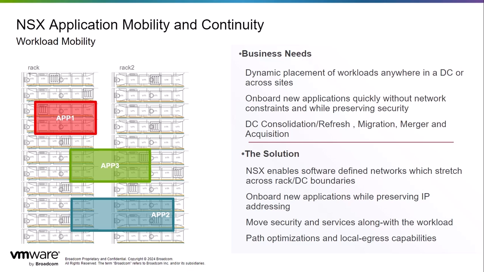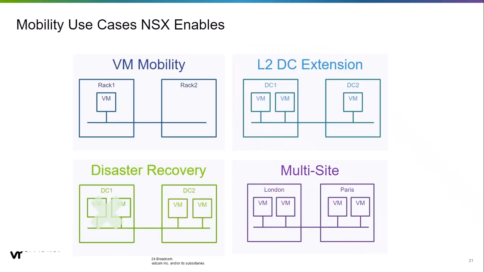The solution to this is NSX, which enables software-defined networks to stretch across racks and data center boundaries, provides onboarding of new applications while preserving IP addressing, allows you to move security and services along with the workload, and provides path optimizations and local egress capabilities. In the top left, we see VM mobility that allows you to move a workload between racks on the same subnet.